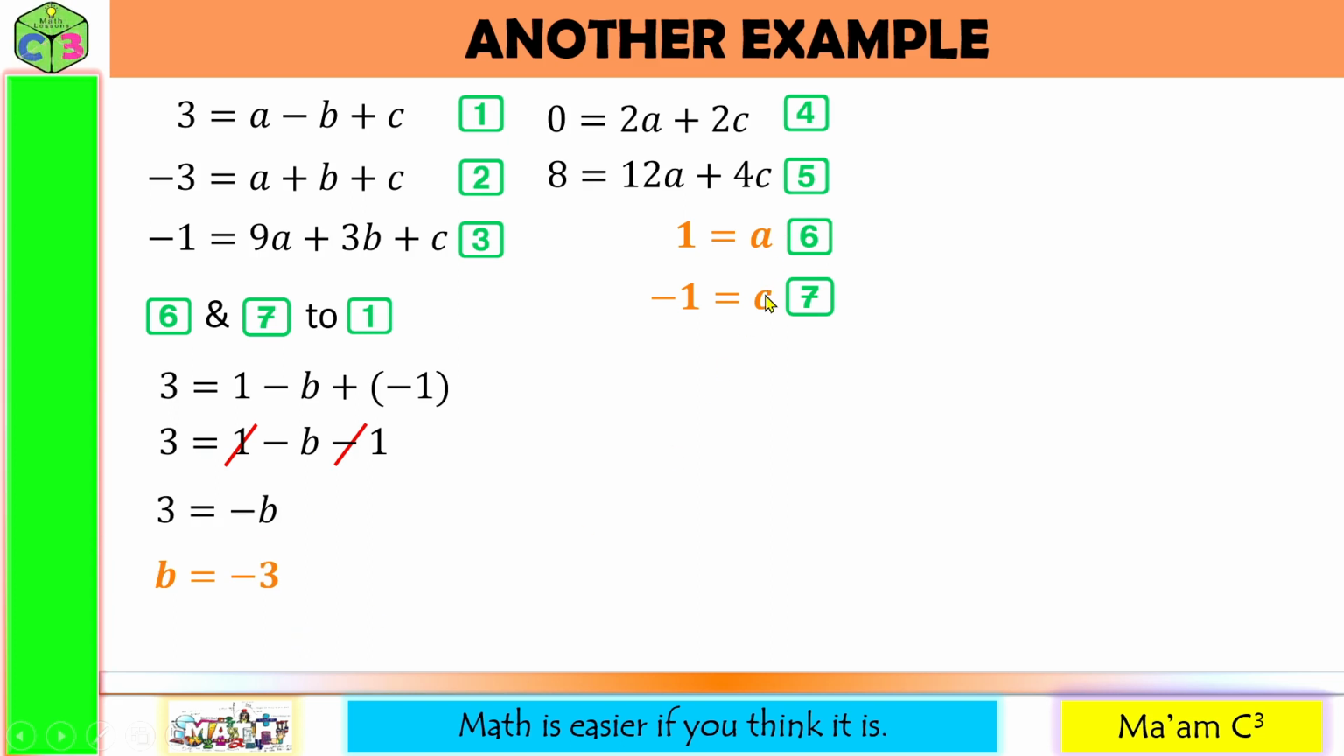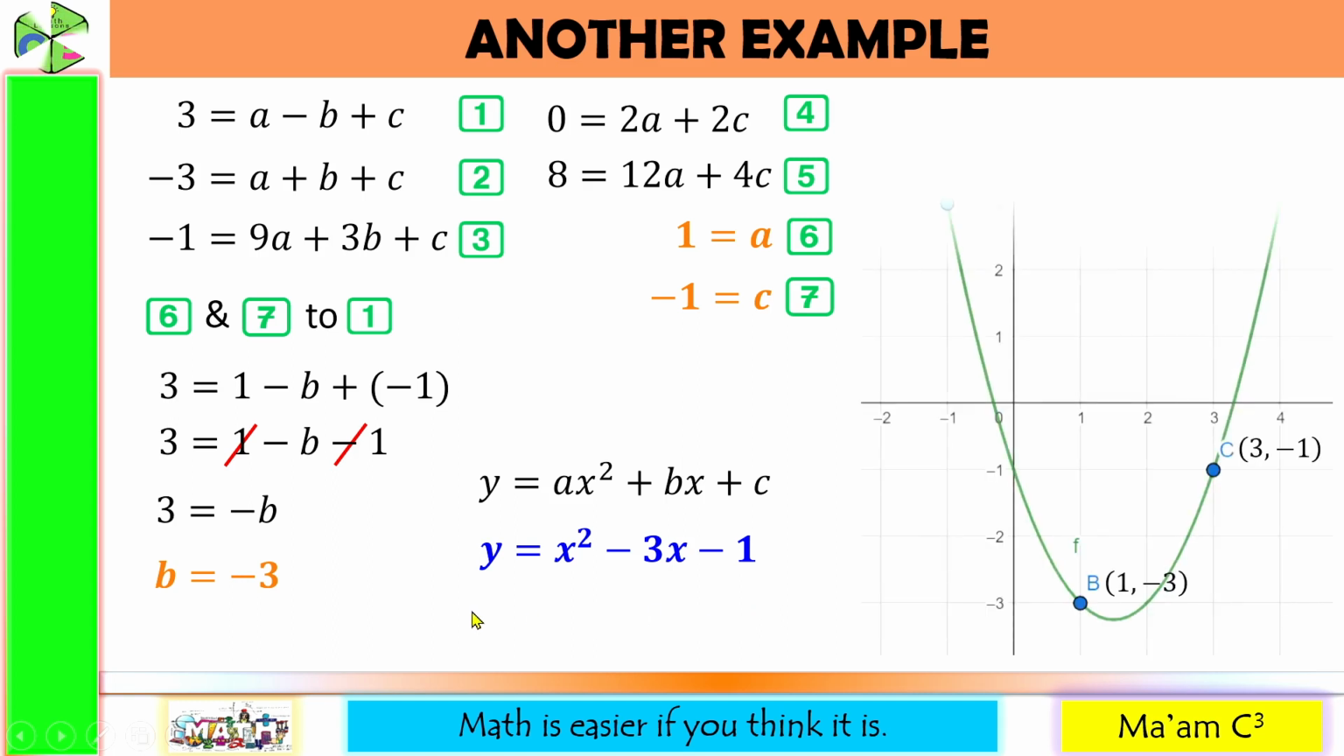Now that my variables are complete, let us recall the general form of a quadratic function. Let us substitute the value of A, which is 1, in here, B, which is negative 3, in here, and negative 1 for C. Since we only have 1 for A, we do not write anymore the positive 1. So we have y is equal to x squared minus 3x minus 1. And if you're interested in the graph, here is the graph of this function. So here are the 3 points that we chose earlier.